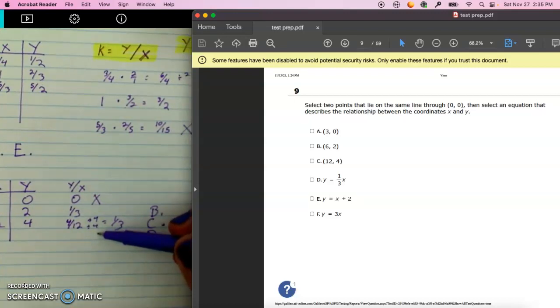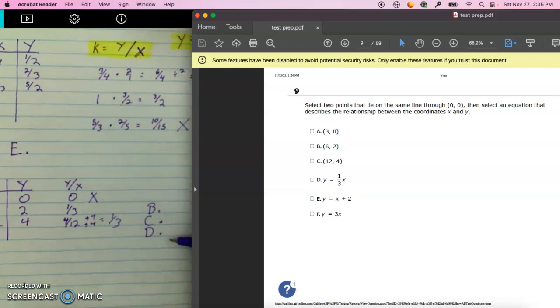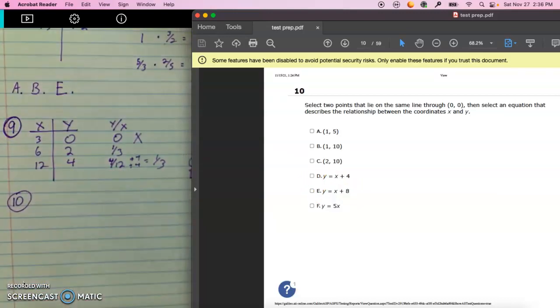Then I would need to look for the equation that has a constant of 1/3. Well, that's easy. That was choice D. See it right there? Excellent, doing great. Let's move on. Number 10, do it again.